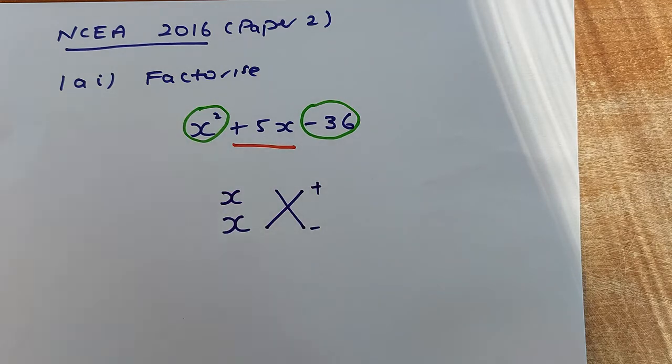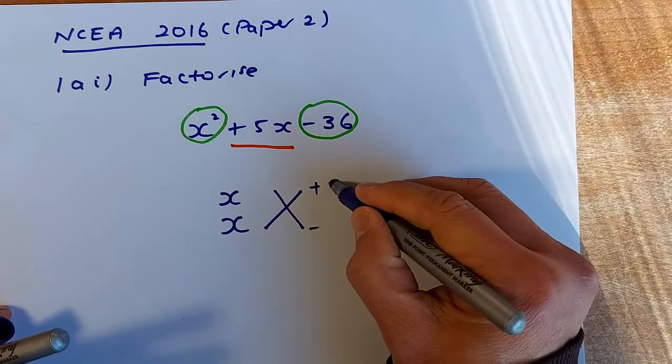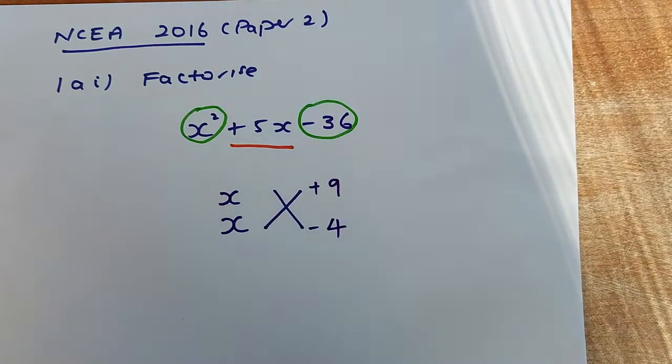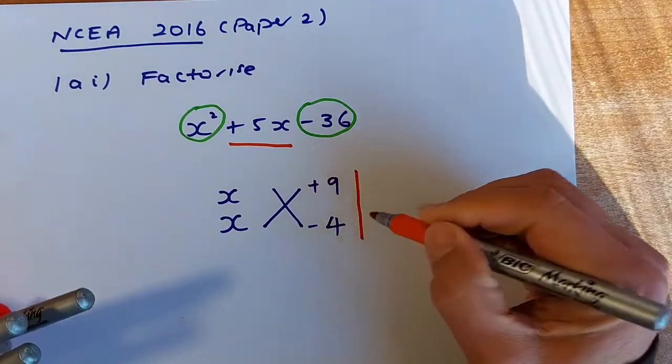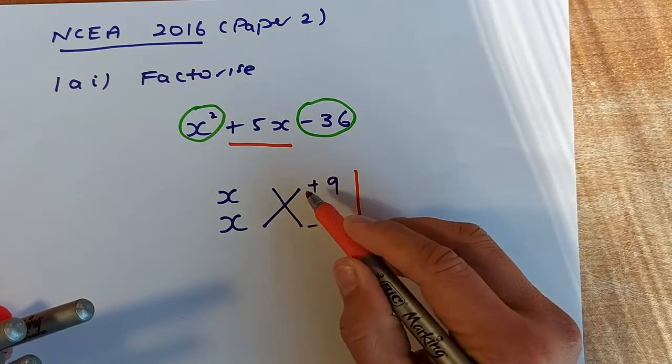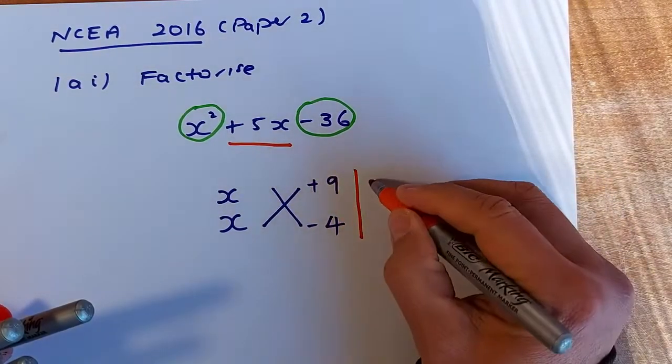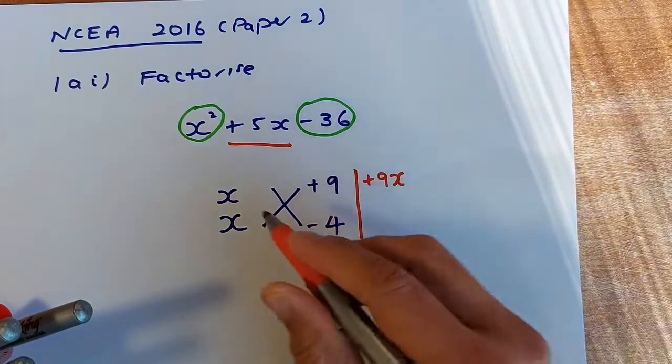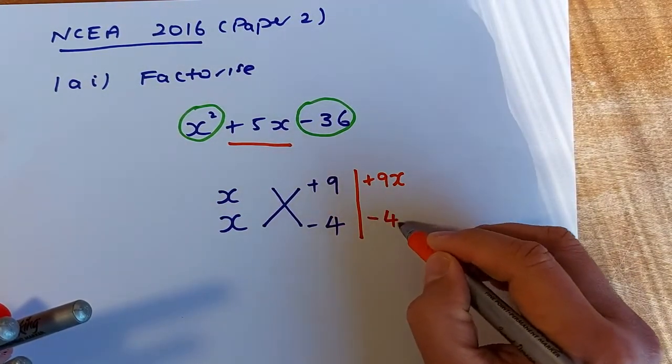So we shall try 9 and 4. Okay? There are many possibilities, so you have to be careful. So we try 9 and 4. So x times 9, the next thing you do is cross multiply. X times 9 is plus 9x. And then x times -4 is -4x.